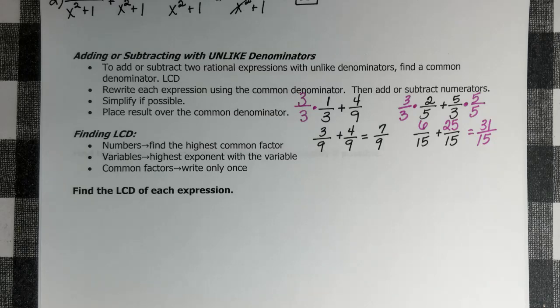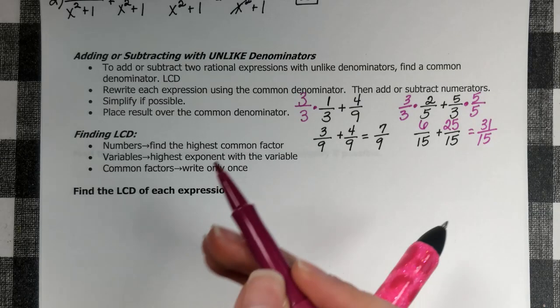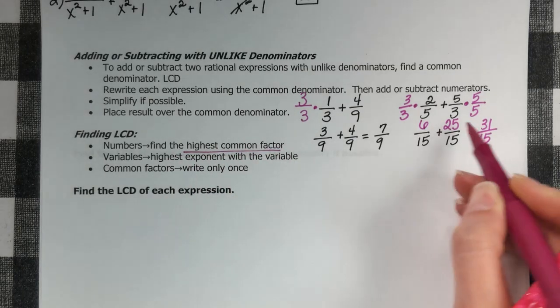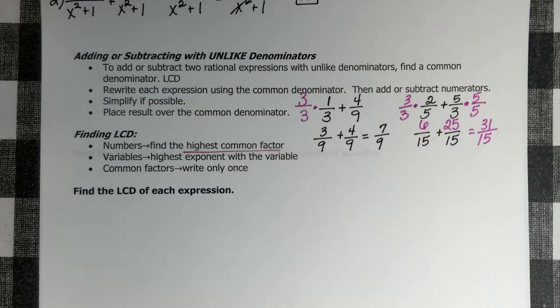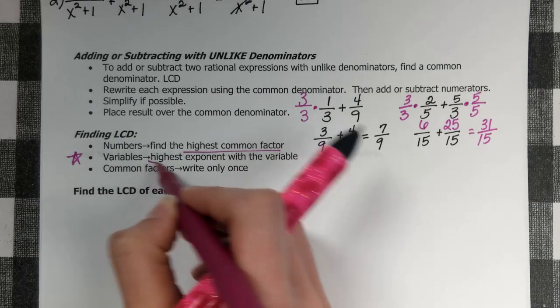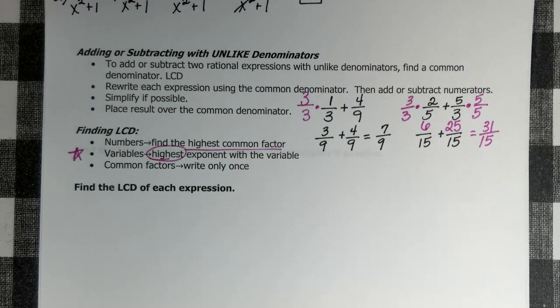So finding your LCD, your least common denominator, okay? Finding your LCD with your numbers, you're going to find the highest common factor, just like with 5 and 3, I found 15. Okay? Now, with your variables, that's something that you have to know. Your variables will be your highest exponent with the variable. So if I have an x and an x squared in my denominator, I'm going to choose x squared. I want the higher one. Okay? Your common factors, if I have something that's in both, then I just write it once because it's already common. Okay. So for this first section, all we're doing is finding the LCD.